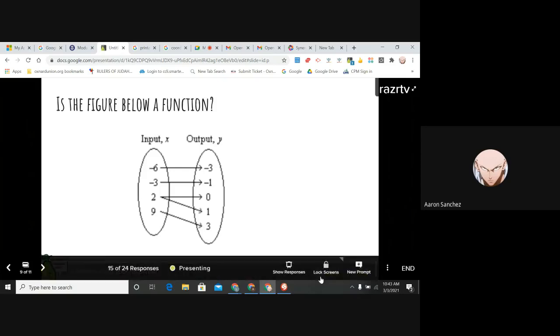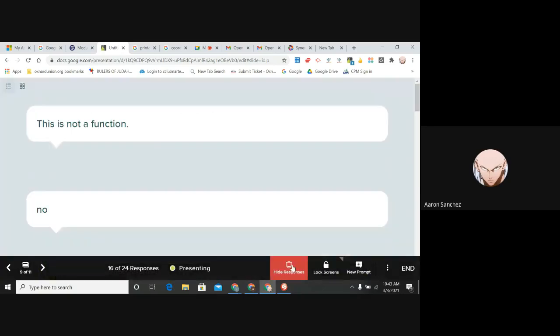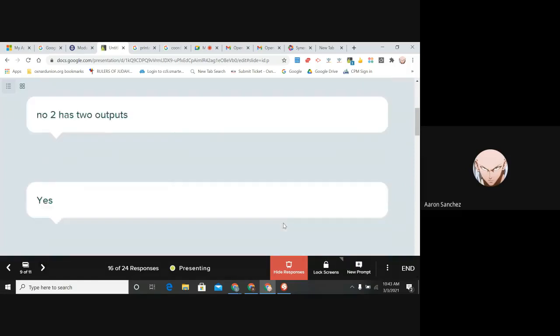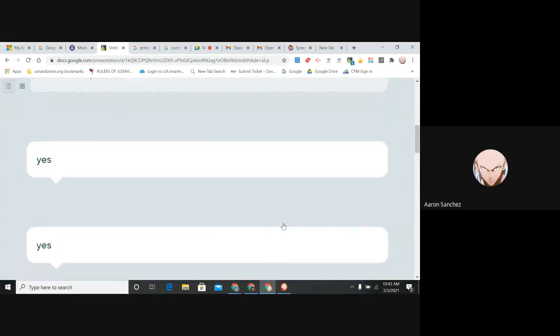Okay, here we go. I'm looking at your responses. Yes or no is all you have to say. This is not a function. No. No. 2 has 2 outputs. That is correct. Yes, I got a yes. I'll change it. Okay, cool. Yes. Yeah, it is not a function.